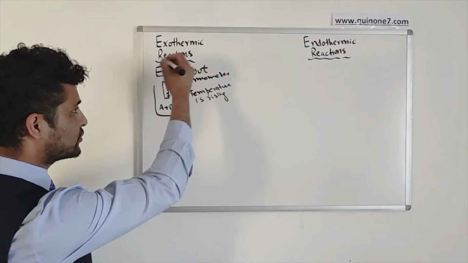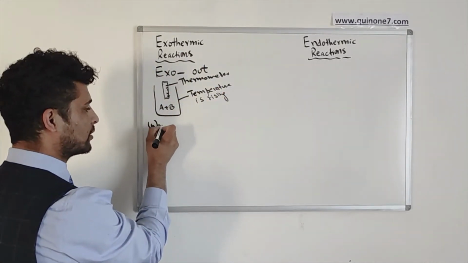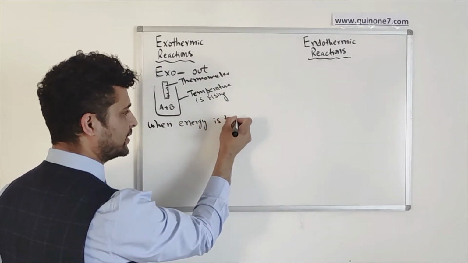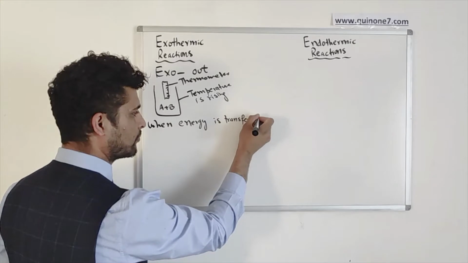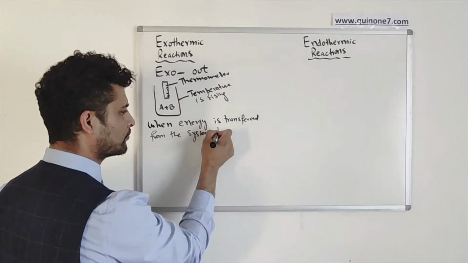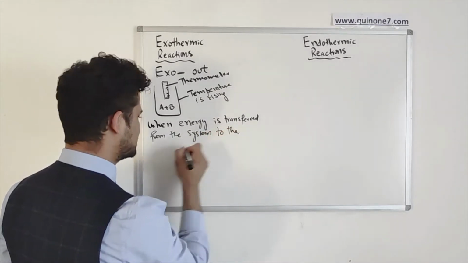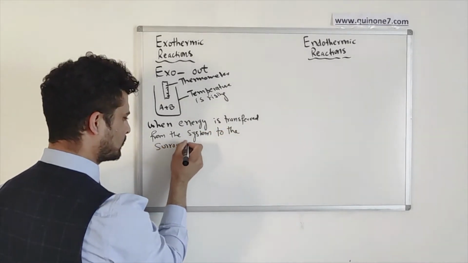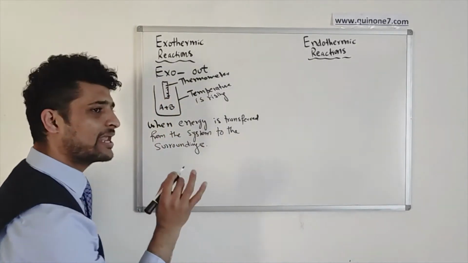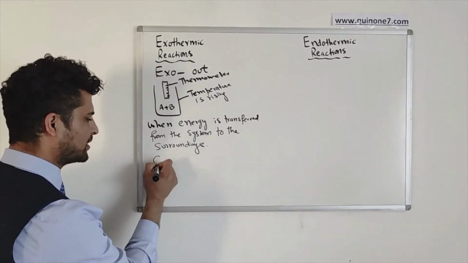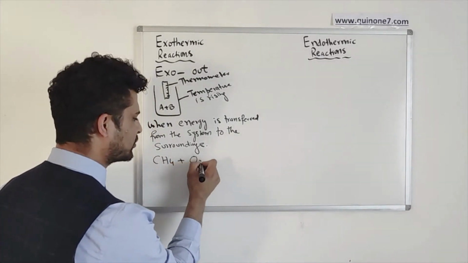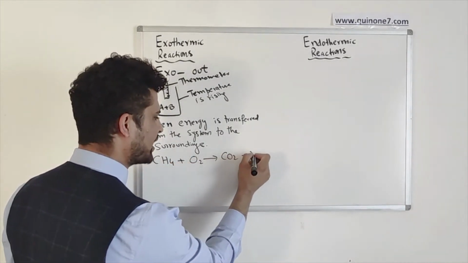So the definition for exothermic is when energy is transferred from the system to the surroundings. And the example is combustion. Combustion is one of the examples, when you react something with oxygen. For example, if you have methane gas which you burn at home to cook your food, it reacts with oxygen and produces carbon dioxide and water.